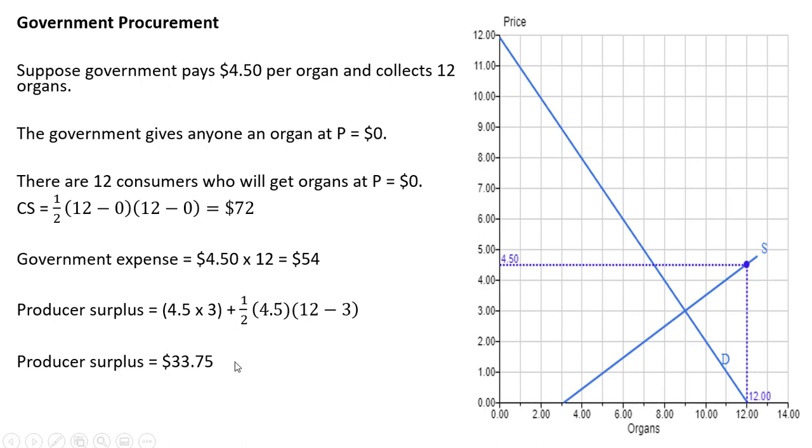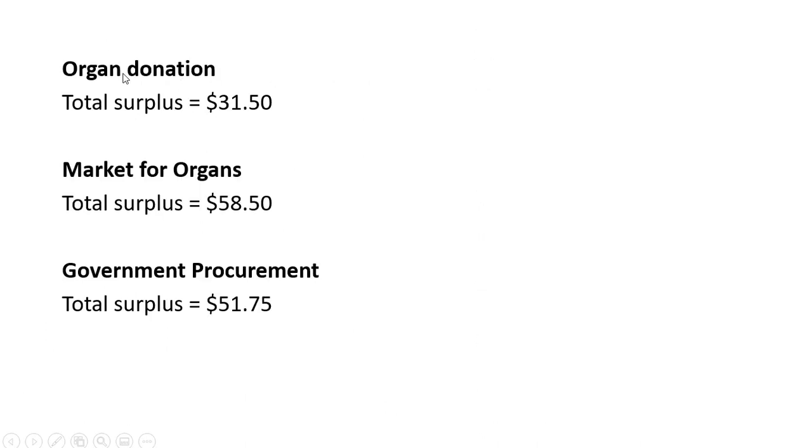So what's total surplus? Total surplus will be consumer surplus, minus the government expenditure, plus producer surplus, and then we get $51.75. To sum up, with organ donation, total surplus is the lowest. With a market for organs, total surplus is the highest. And then in our last example with government procurement, total surplus happened to be $51.75. Okay, that's it.